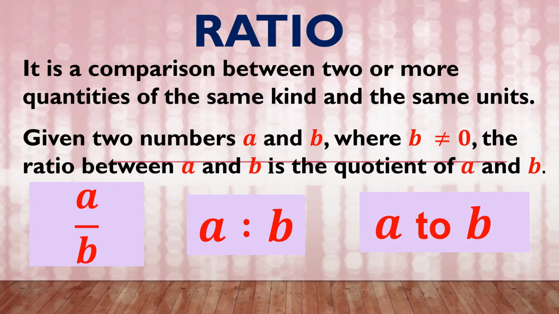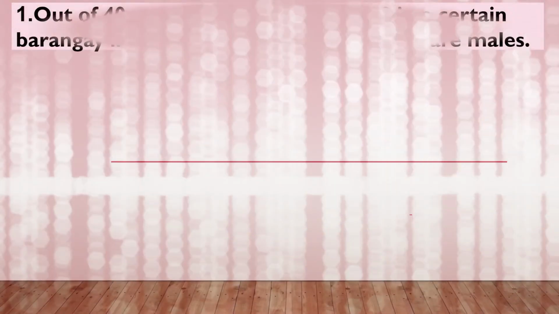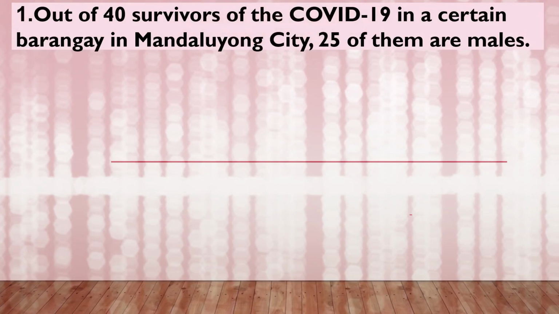Now let's try solving problems involving ratio. First problem. Out of 40 survivors of the COVID-19 in a certain barangay in Mandaluyong City, 25 of them are males. Before we answer this problem, let's be reminded that a ratio should always be expressed in its simplest form, just like fraction.